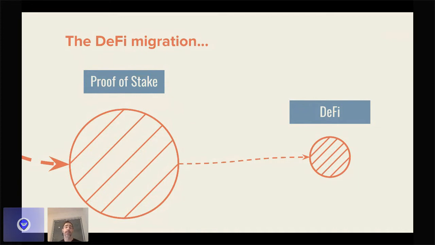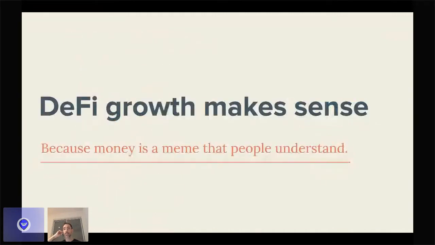But again, like when we had proof of work flowing into proof of stake, we see that DeFi is many times smaller than proof of stake on the whole. But people want to make money on their money, so the incoming flow to DeFi is really what's starting to occur, and it's going to keep growing. And why is it going to keep growing? Well, it's going to keep growing because DeFi just makes sense.